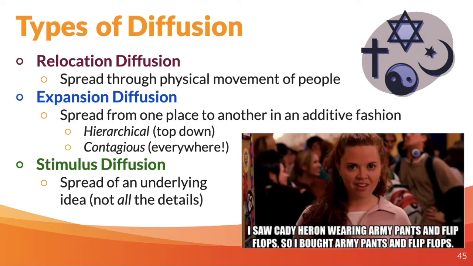But more seriously, some examples of diffusion in our world are religion. Religion's a great example, right? Every religion had to start somewhere and spread from that origin point. That's a great example of how diffusion can impact people's lives and their behaviors and their beliefs. So relocation diffusion is simply spreading through physical movement.